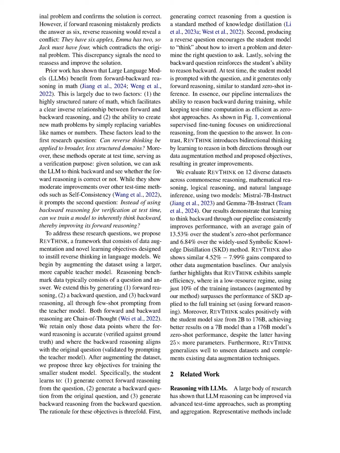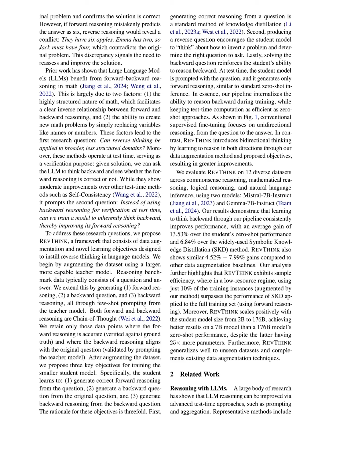The REVTHINK framework aims to enhance the reasoning capabilities of large language models, LLMs, by instilling reverse thinking, addressing the limitations of existing methods that primarily focus on unidirectional reasoning. Current approaches, such as self-consistency and other test-time methods, show moderate improvements but are limited to mathematical tasks and do not train models to inherently reason backward.